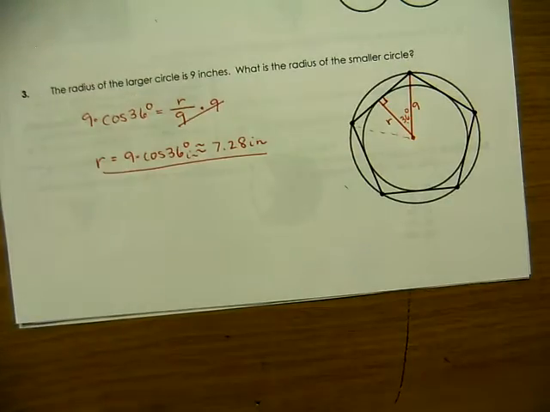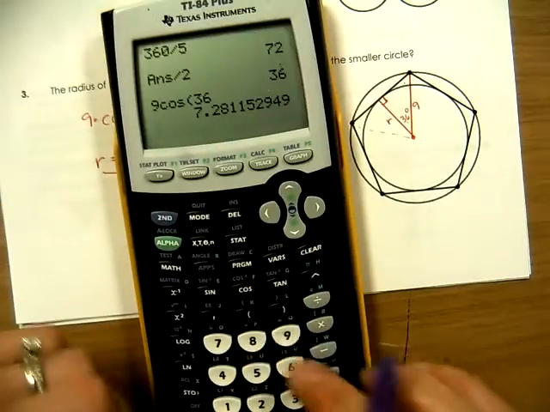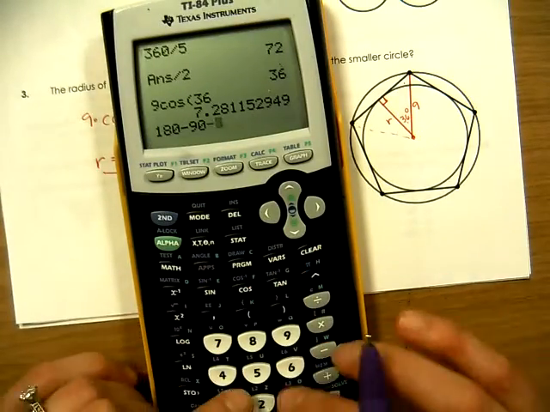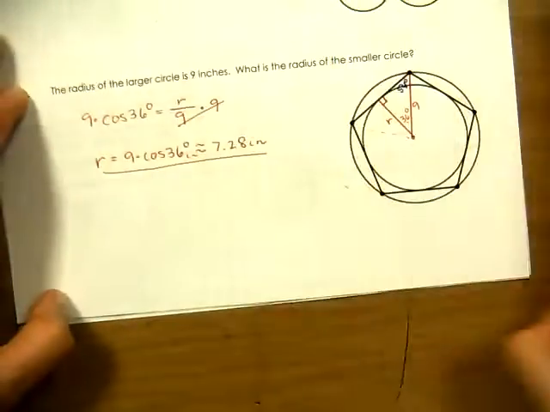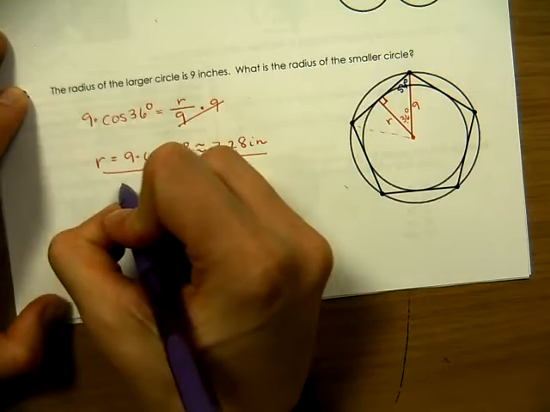That's my answer. Now, let's say for some reason I decided to use this other angle measure. It's a little bit more work, but I can do it. I have 180 minus 90 for the right angle, minus that 36. This other angle measure is 54 degrees. And now r is opposite of 54. So opposite and hypotenuse would mean I would use sine.